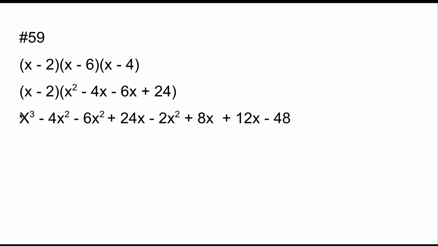Combine our like terms. X cubed is by itself. We have x squared. We have negative 6, negative 4, which is negative 10. Another negative 2, which is negative 12x squared. Then our x's, we have 24 plus 8, which is 32, plus 12, 44x. Write down our minus 48, and that's our answer.